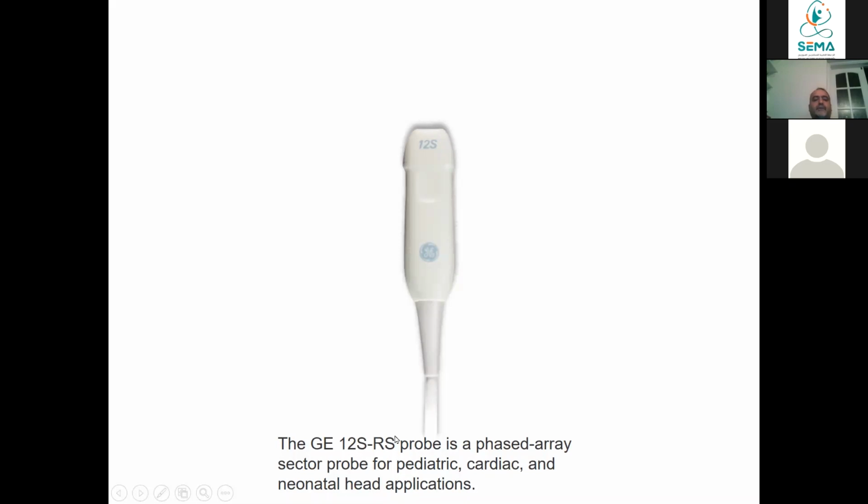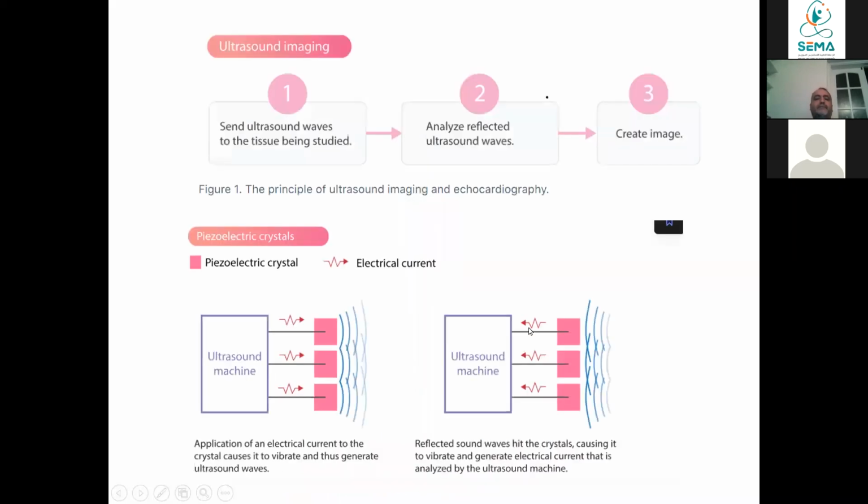Here we have this pediatric probe, which can be used for cardiac and neonatal cranial ultrasound. This is very quick, but you should understand how the images are generated. Usually, the ultrasound sends a wave to the tissue being studied, and the waves will be reflected and analyzed by the machine, by the computer, and generate the images.